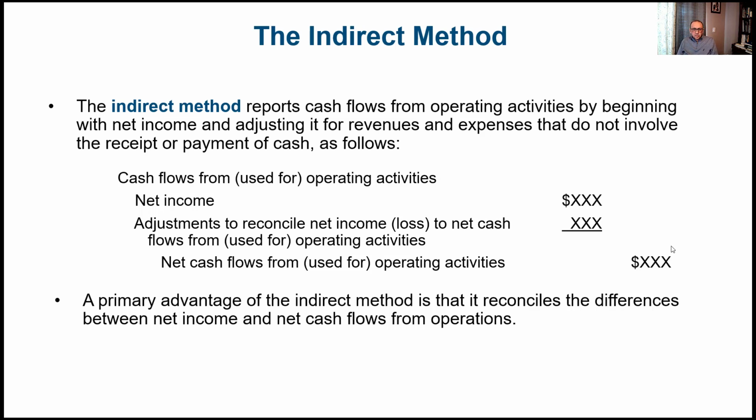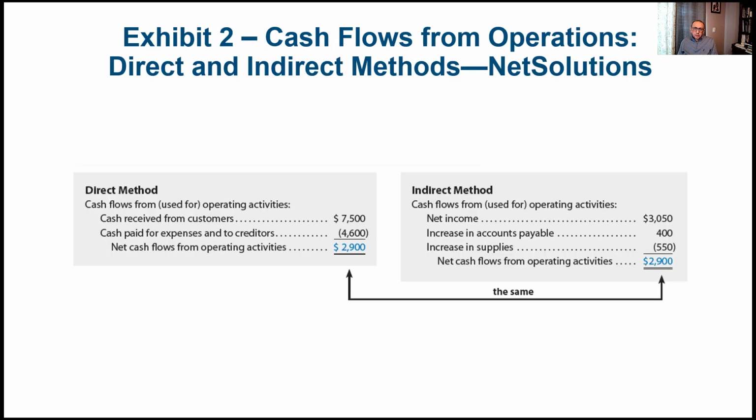The advantage of the indirect method is that it reconciles the difference between net income and net cash flow from operating activities. That's the best thing about it. As you can see here, in the direct method or the indirect method, the amount of net cash flow from operating activities is the same: 2,900 and 2,900. It's only how it's presented. In the direct method, we directly see the cash received from customers, and we subtract the cash paid for expenses to get the net cash flow from operating activities. In the indirect method, we start with the net income from the income statement, we make some adjustments, which we'll talk about later, to get the net cash flow from operating activities. But the end result is the same. It doesn't matter whether we use the direct method or the indirect method.